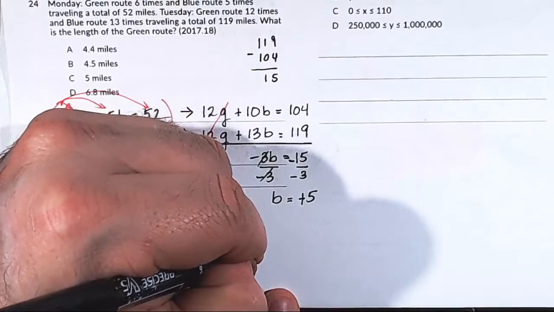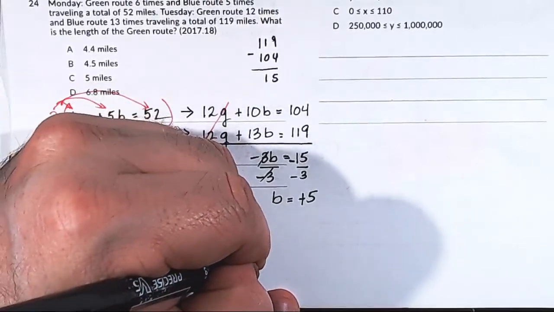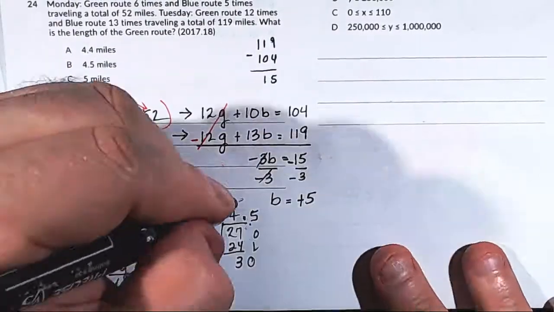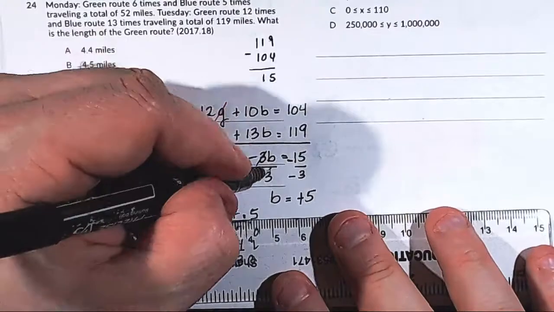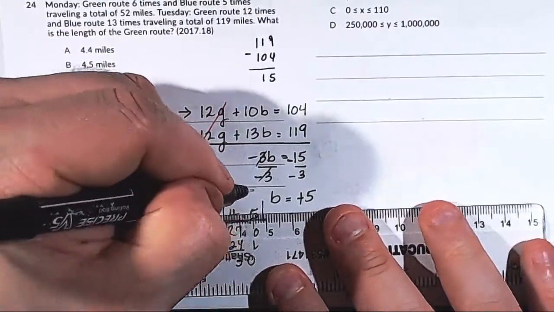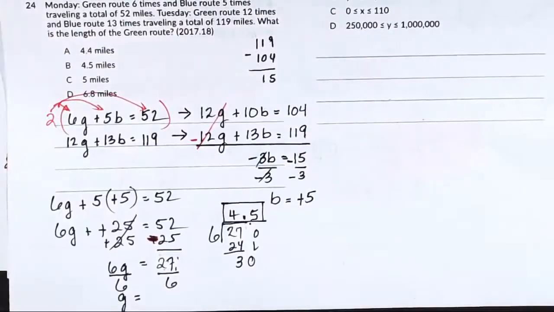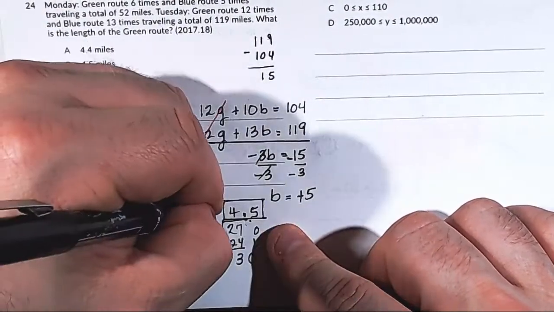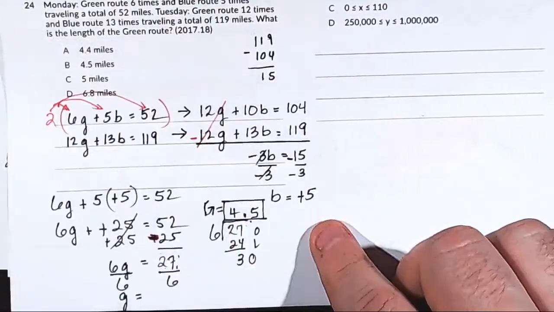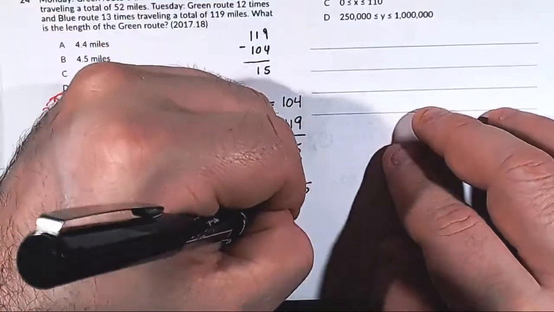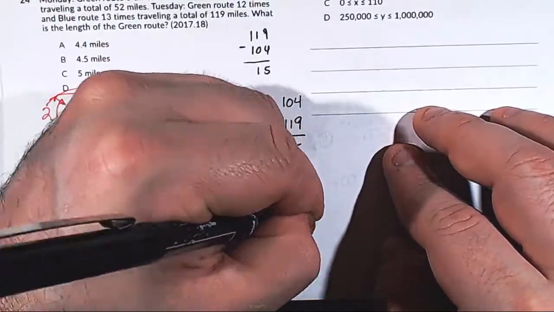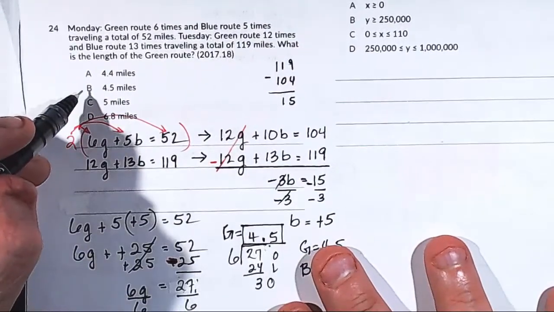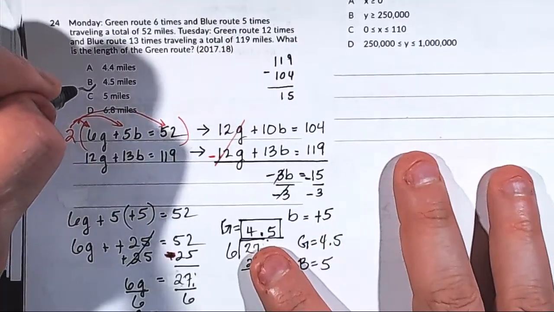3, okay, bring down a 0. So it's going to be 4 point something. 6 goes into 30 5 times, so it's 4.5. So the answer is 4.5. And that is B. Rather, apologies, it's G. So G equals 4.5 and B equals 5. Now, that means the answer for the green route is 4.5.